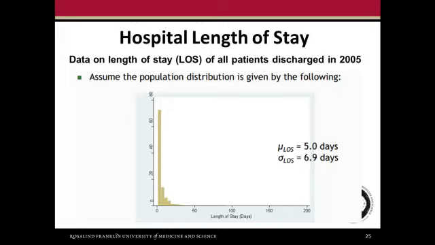So that was when the original data looked normal. Now let's see what happens if we examine some data. This is data on the length of stay of patients discharged in 2005. And the distribution shows that most individuals were released after quite short stays, and some individuals were released after longer stays, but we have a skewed distribution here. The population mean is 5 days, and our standard deviation is 6.9 days. So now we're dealing with highly skewed data in our original population.